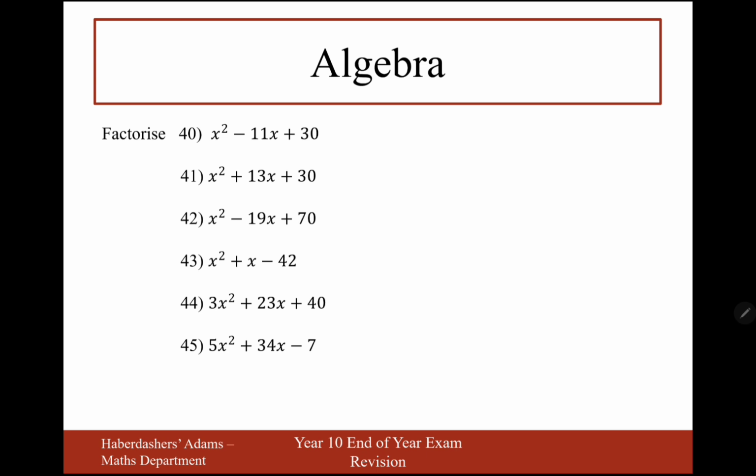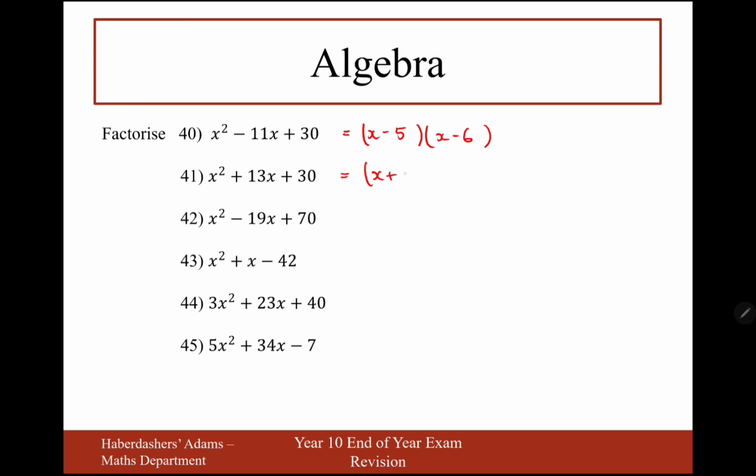Okay, let's have a go at these questions here then. So on the first one, we've got 30. So we could go 3 and 10 or 6 and 5. I think 6 and 5 work best. So x minus 5, x minus 6. And yep, that expands to give the right answer. Remember, your brackets could be the other way around, and that's absolutely fine.